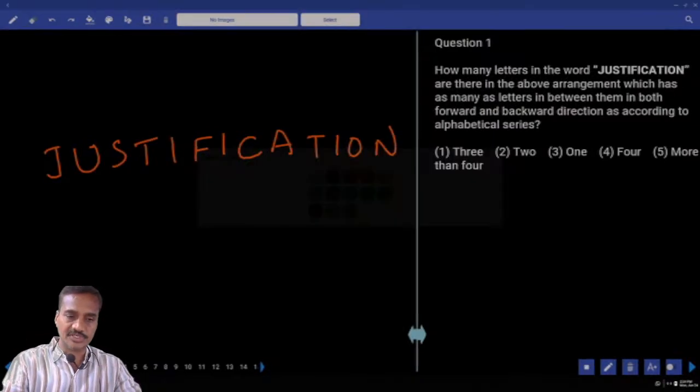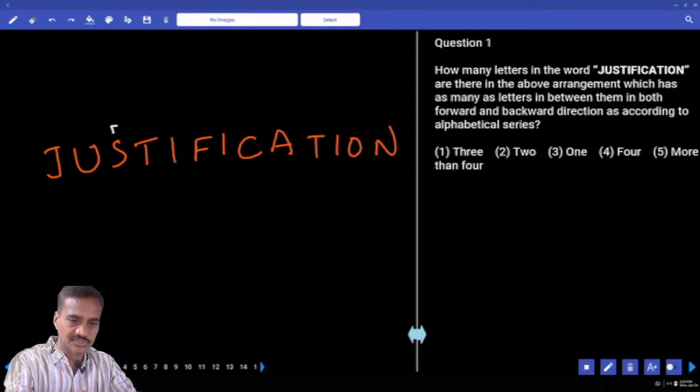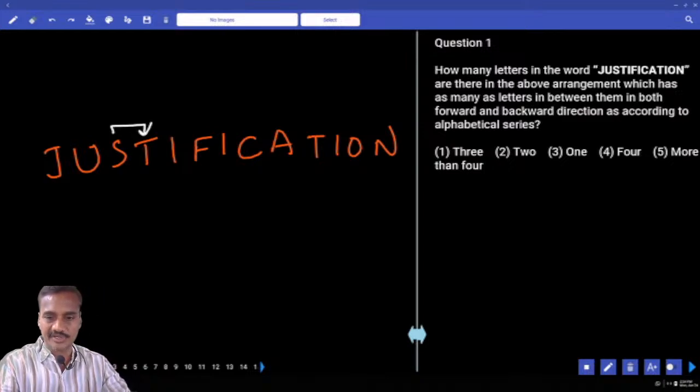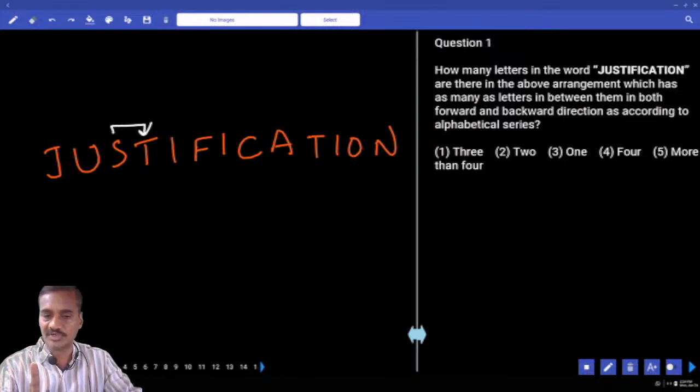Starting with J, start counting. J, K, L, M, N, O, P, Q, R, S, T, U, V. No letter is matching. U, no letter more than this one. S and T, there is a pair. No letter more than this T. I, J, K, L, M, N, O, P, Q. Next one F, G, H, I, J, K, L, M, C, D, E, F, G, H, A, B, C, D. N, T, no letter more than this. Hence, forward there is only one.